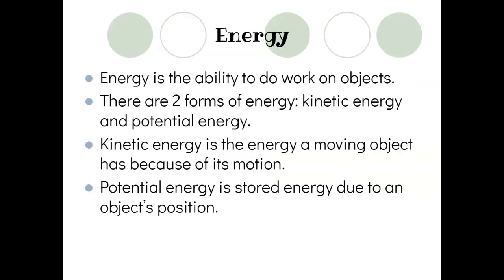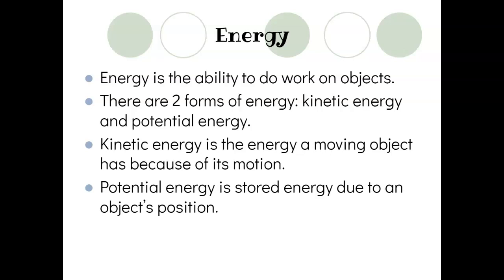First of all, we have to define energy so that we know what it is. Energy is just the ability to do work on objects. We'll talk a little bit more about this in our second quarter when we start talking about more physics concepts. But right now, all we need to know is that there are two forms of energy: kinetic energy and potential energy. Kinetic energy is energy of a moving object because of its motion. So think of kinetic energy as the energy of an object in motion.